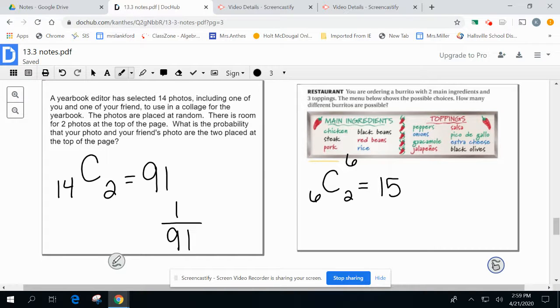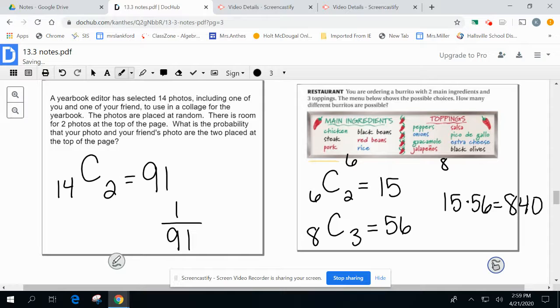And then for the toppings, there are 8 possibilities. The menu says you can choose 3. So 8C3, and that is 56 options, but we're not done. We need to take these times each other. So 15 times 56 would give us a total of 840 different burritos that we could make. So that's something to think about next time you go to Chipotle or Taco Bell or Pancheros or somewhere like that. The amount of combinations you can make are endless, basically.